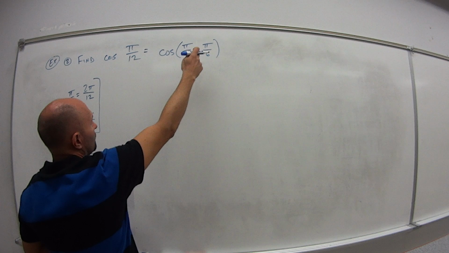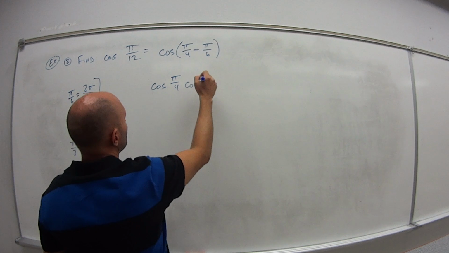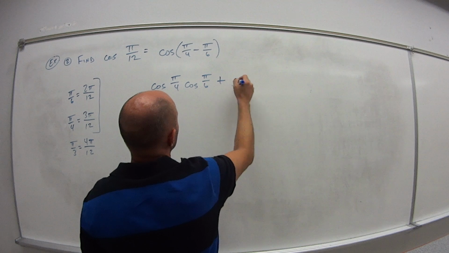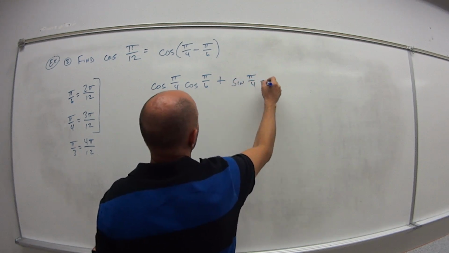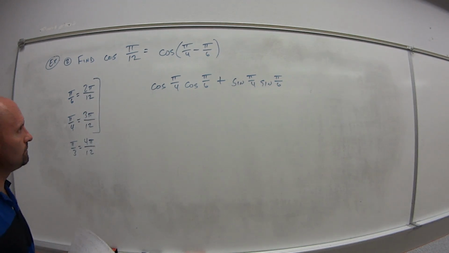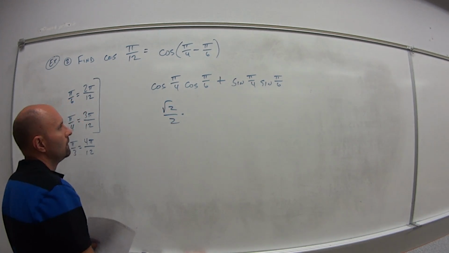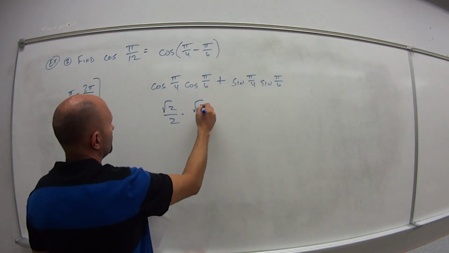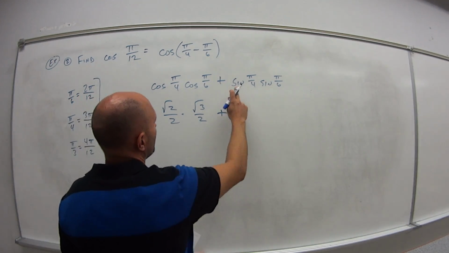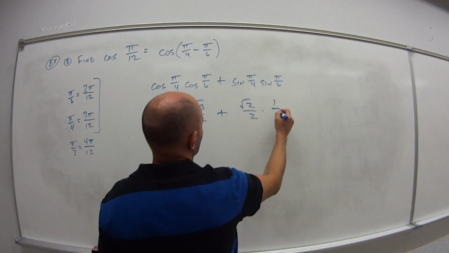So this is a cosine, it's a subtraction, so it's cosine of pi over 4, cosine of pi over 6, because this is minus, this is going to be plus sine of pi over 4, sine of pi over 6. So cosine of pi over 4 is square root of 2 over 2. Cosine of pi over 6 is square root of 3 over 2. We have the plus sign here. Sine of pi over 4 is square root of 2 over 2. And sine of pi over 6 is 1/2.